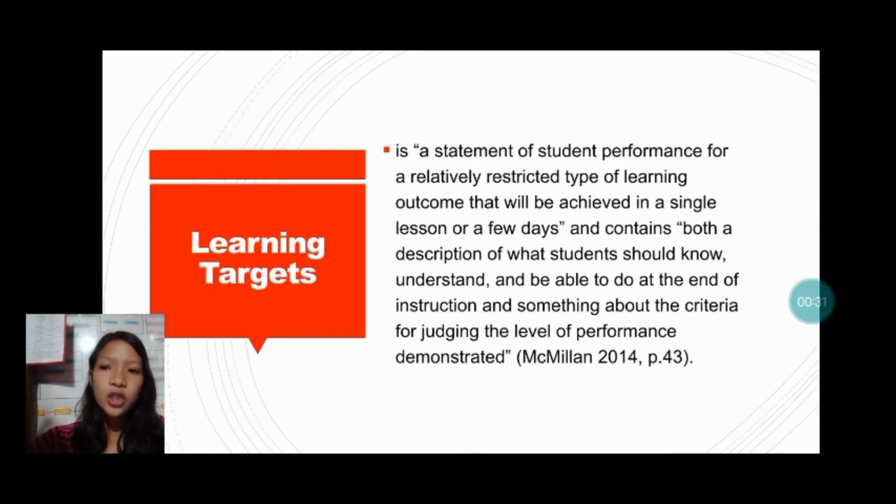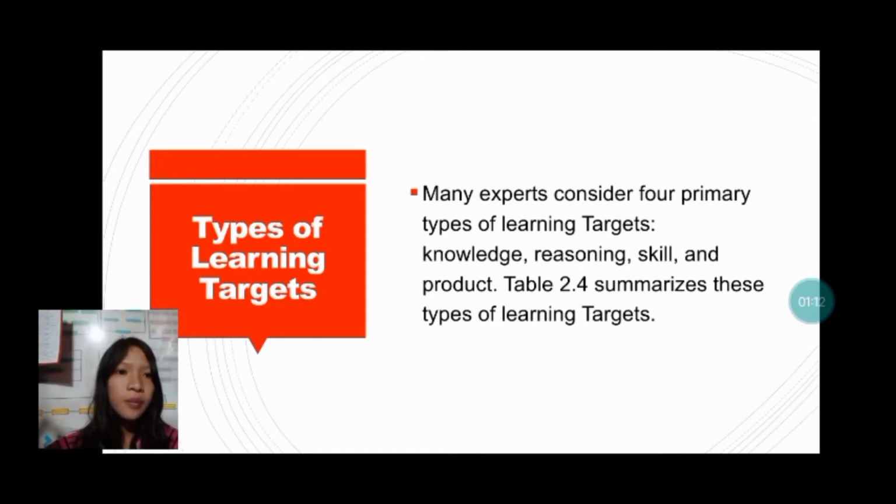With clear articulation of learning targets, learners will know what they are expected to learn during a lesson or set of lessons. Learning targets will also inform learners what they should be able to do or demonstrate as evidence of their learning. Thus, learning targets specify both the content and criteria of learning. Both classroom instruction and assessment should be aligned with the specified learning targets of a lesson. Many experts consider four primary types of learning targets: knowledge, reasoning, skill, and product. Table 2.4 summarizes these types of learning targets.